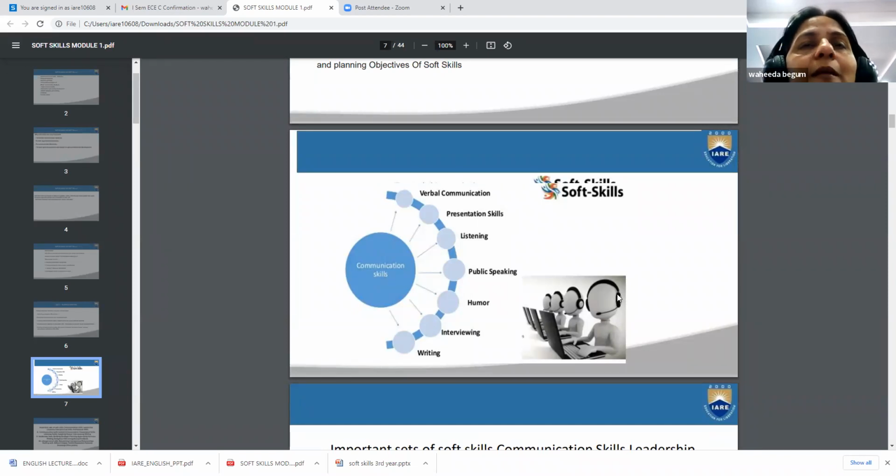Presentation skills. You know what presentation skills are? We had lengthy discussions on this. Listening abilities. A good listener is always a good person. Public speaking. To convince other people. All the habits. Presentation skills and public speaking go hand in hand, actually. One must have proper humor.